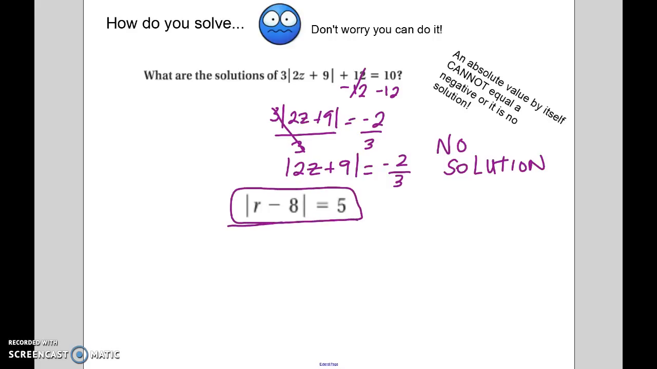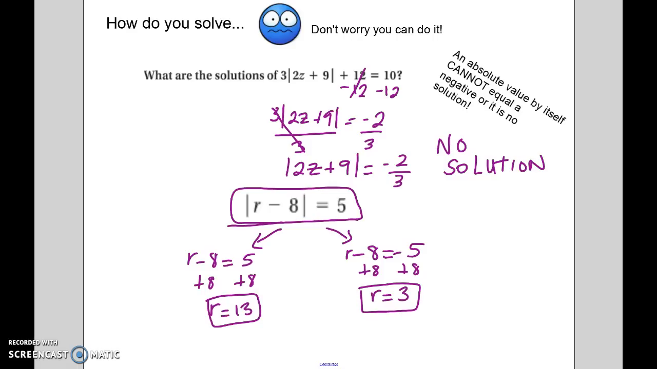Take a second and see if you can do it yourself. So this one is already by itself the absolute value, so I don't have to do anything to get the absolute value alone. It's already alone. So I can already split into my 2 equations. Here is going to be one of them, exactly the same as it is. Here is the other one, now equal to a negative, and I solve each one.